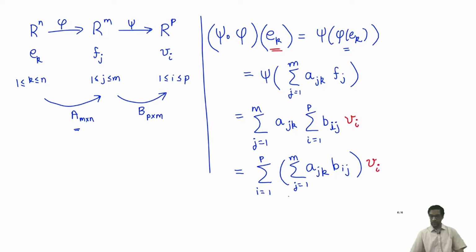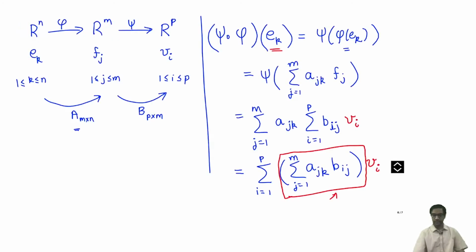So now the composed map is again given by a matrix, right? The entries of that matrix are exactly what I get when I write psi composition phi ek as a linear combination of the vi's. But now these therefore are the entries of that matrix. Okay, so what this means is that psi composition phi, suppose this is given by a matrix C, and this is now a p cross n matrix, right? P cross n would be this full composition here.